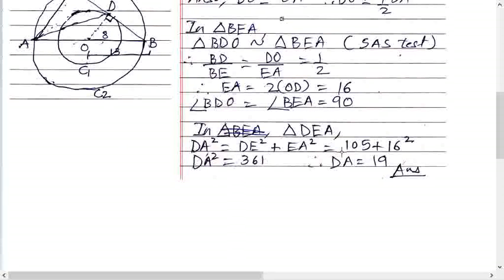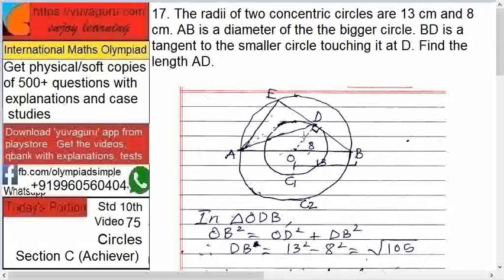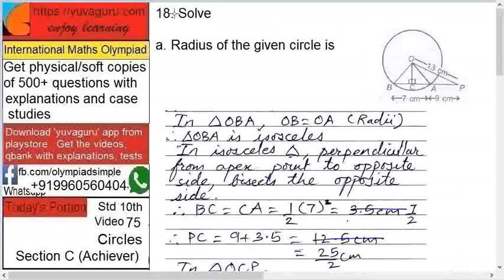So this becomes 105 plus EA square, which is 16 square. 16 square is 256, plus 105, 361. Therefore DA square equals 361. Therefore DA equals square root of 361, that is 19. So AD equals 19. That's the required answer.